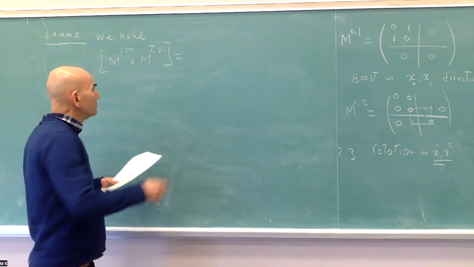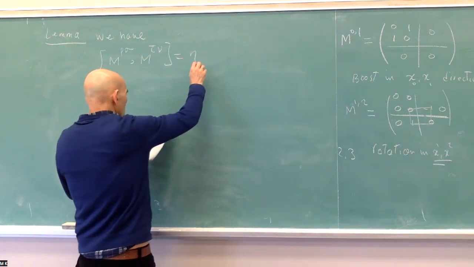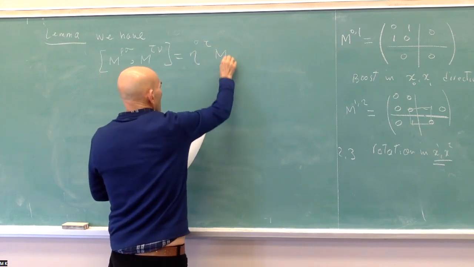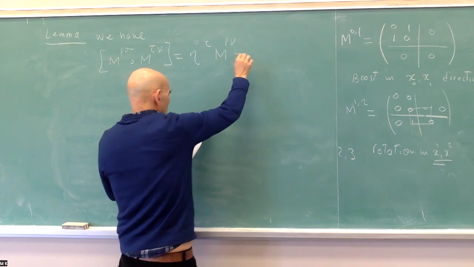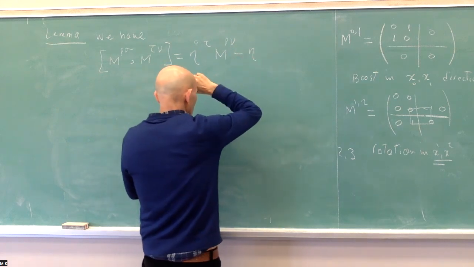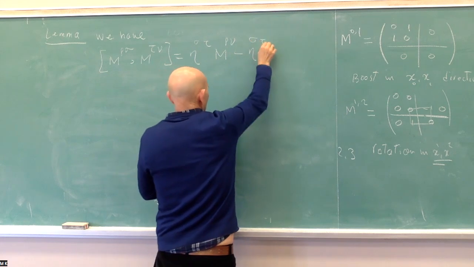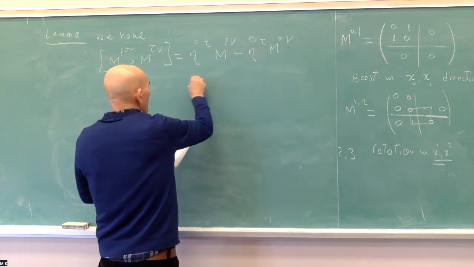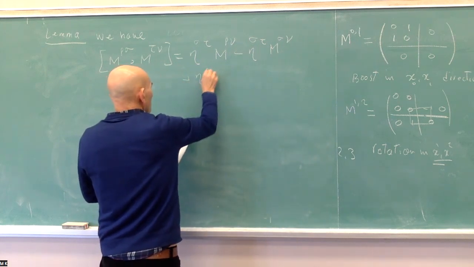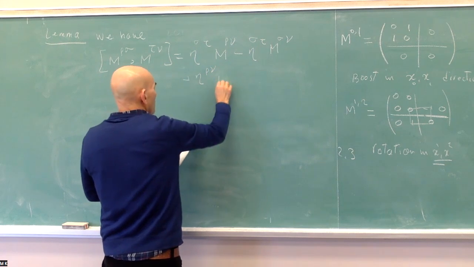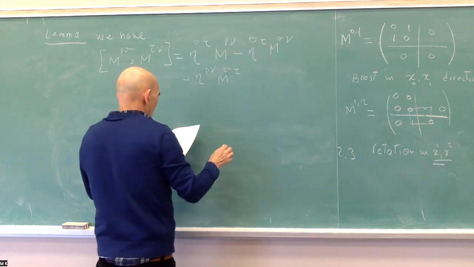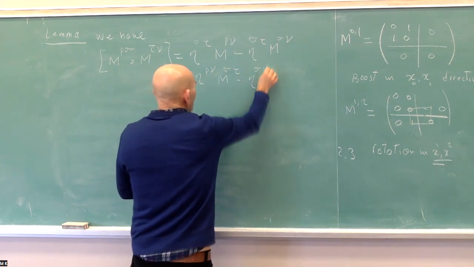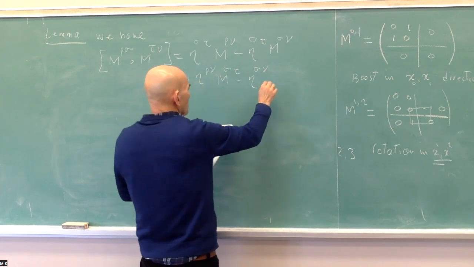So that's eta sigma tau m rho mu minus eta sigma tau m sigma mu, the 4 terms, plus eta rho mu m sigma tau minus eta sigma mu m rho tau.